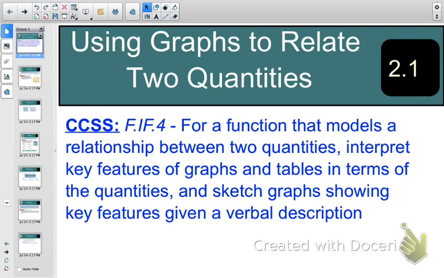We're going to start Chapter 2. Chapter 2 is all about functions. So first, 2.1, we're looking at graphs to relate to quantities. So kind of leading up to functions.